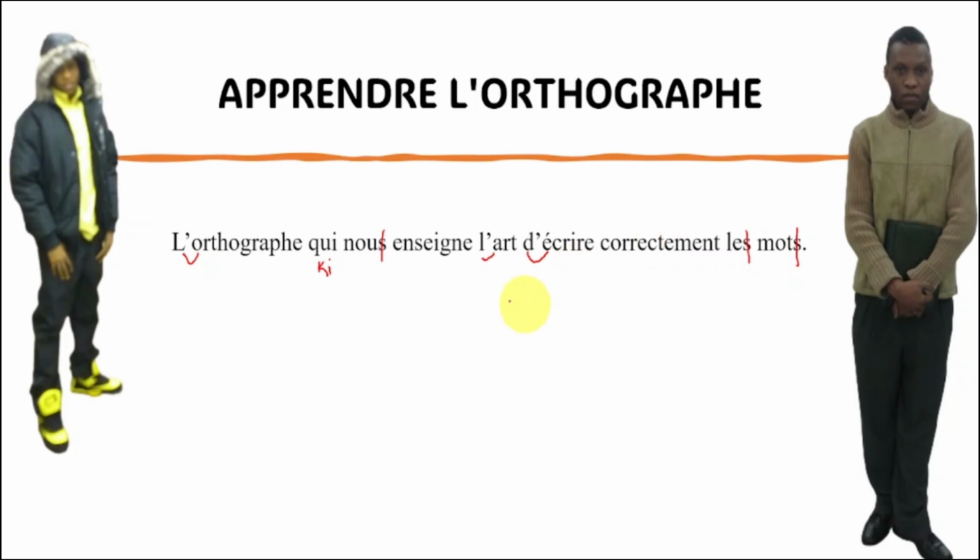enseigne. So here you can link it. Some people they link it, some people they don't, but I just link it. Okay? So here we link this S. We link it. Okay? So some people they link it, some people they don't, but we're just gonna link it. Okay? So l'orthographe qui nous enseigne l'art d'écrire correctement le mot.